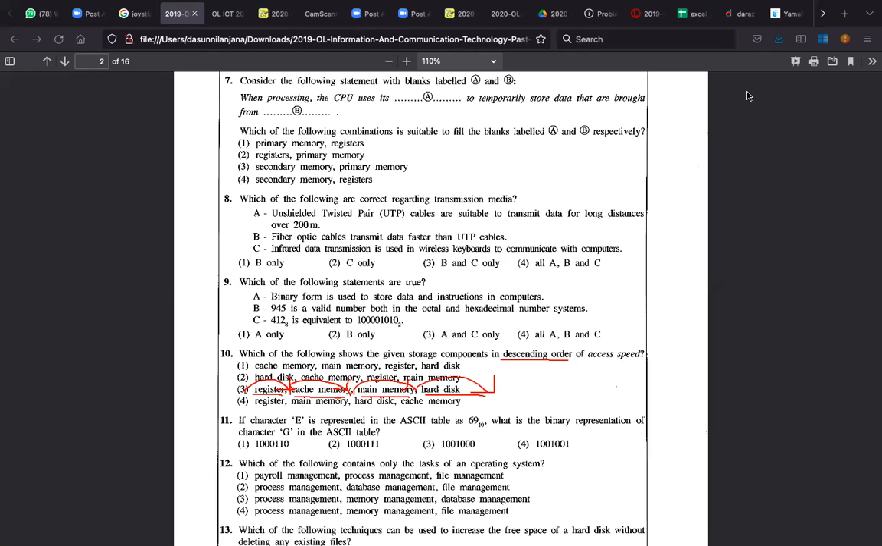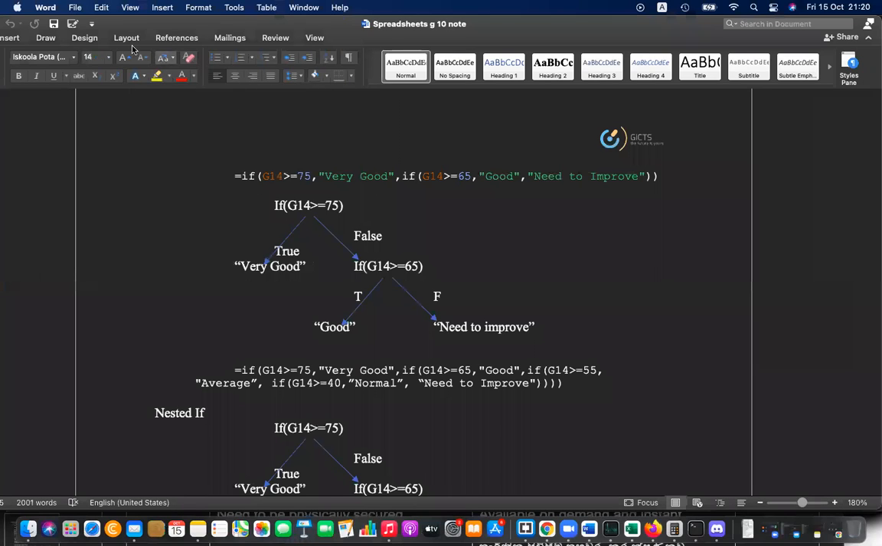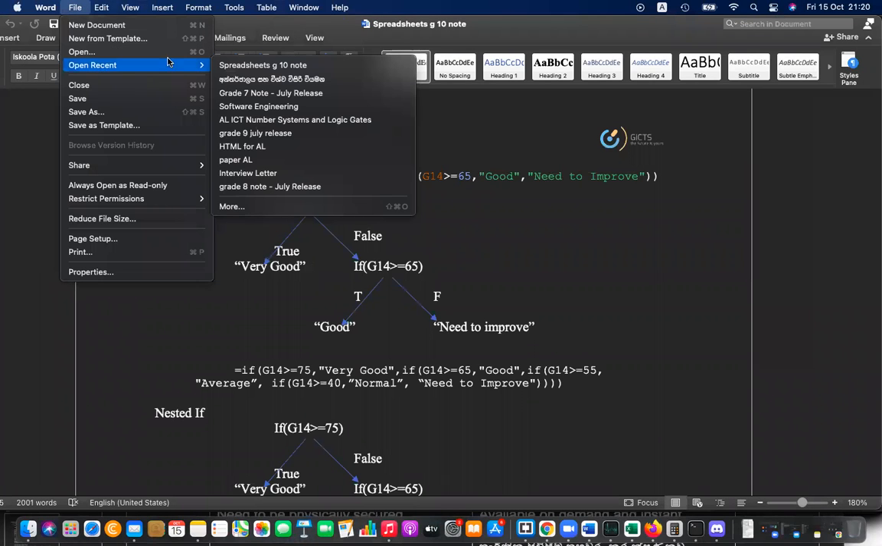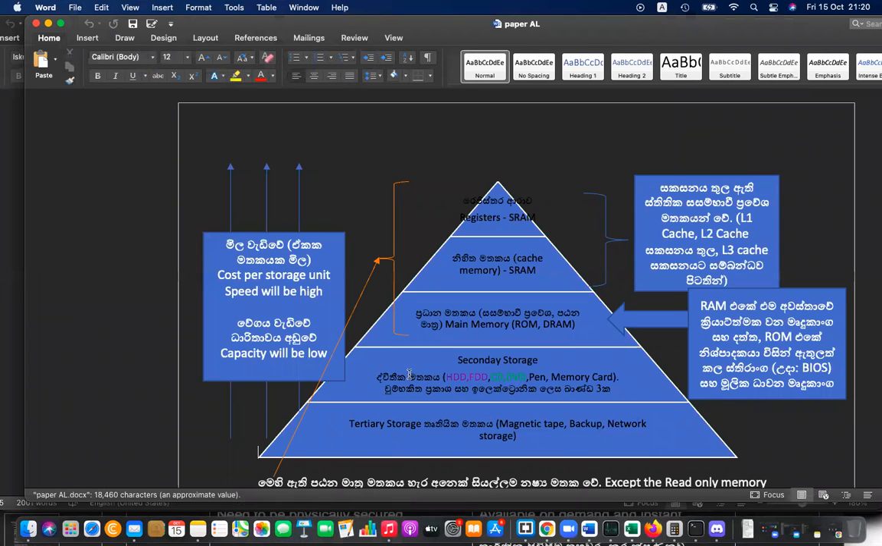I think I have given you the diagram in the beginning, right? If you can remember the memory hierarchy, let me show that again. This is really interesting. Always you will get a question from this area, and even in A-level ICT, this is a very popular question. So this is the diagram. Please take a screenshot if you cannot remember that.